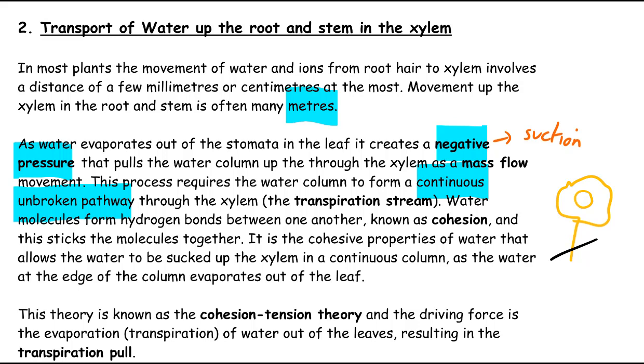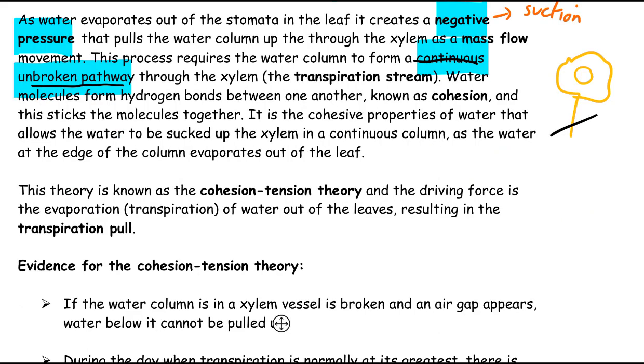And that's the same as plants in the wild. They need a continuous, unbroken pathway of water through the xylem so that they can basically transport water throughout all the different parts of the plant. Now, this is known as the cohesion tension theory, and the driving force is the evaporation or transpiration out of the leaves, resulting in a transpirational pull.